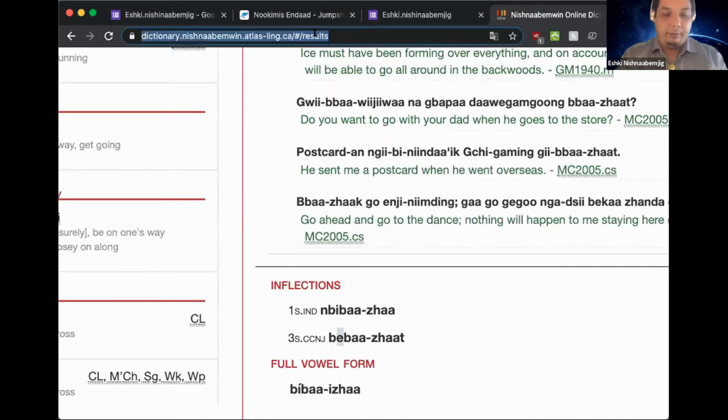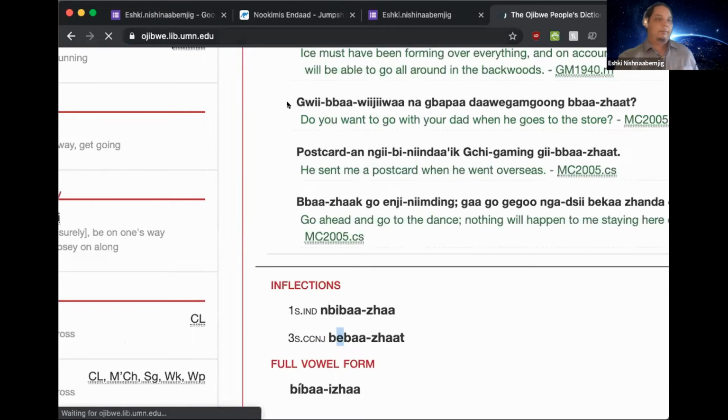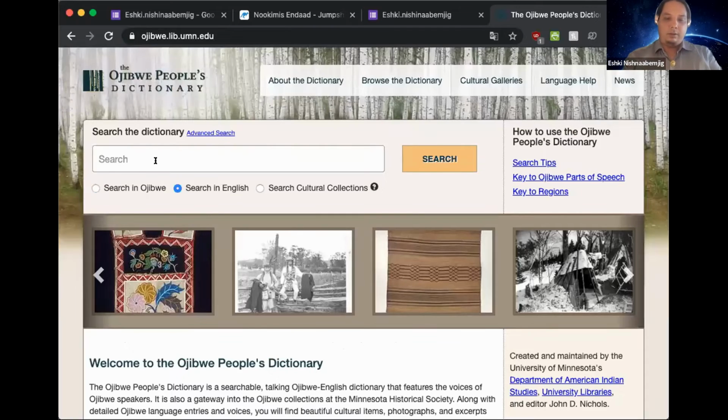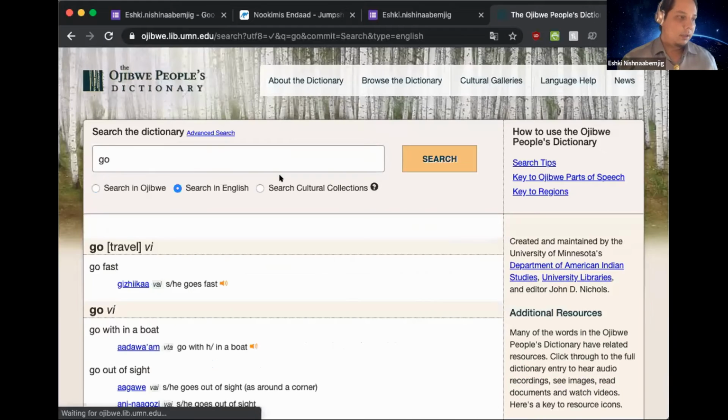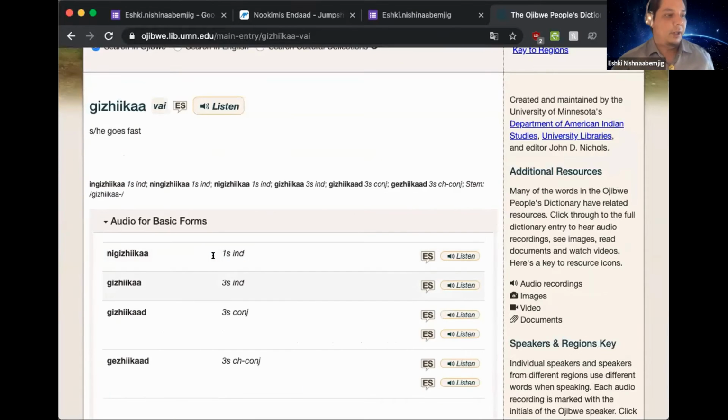Maybe you do not like Eshki-nishnaabemjig Atlas and you like the Ojibwe People's Dictionary. So let's just go with the first one here, and it gives you it here as well. I'm going fast. Third person: you see that they added the D on there, and between this one and this one, there's the E that was added for your change. So you can find this all in the dictionary, is the moral of the story.